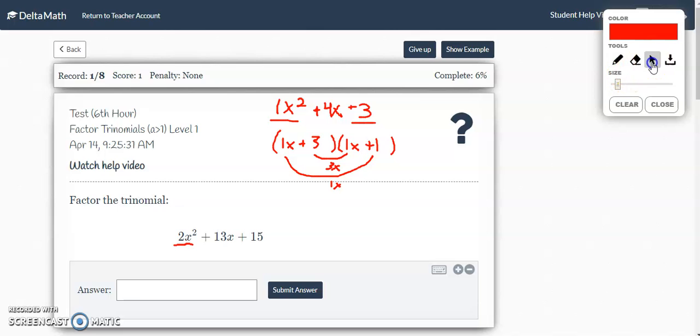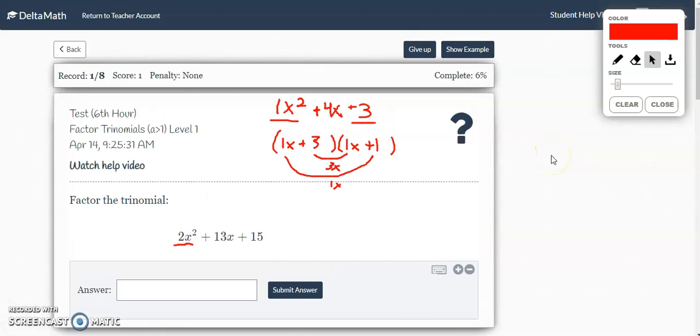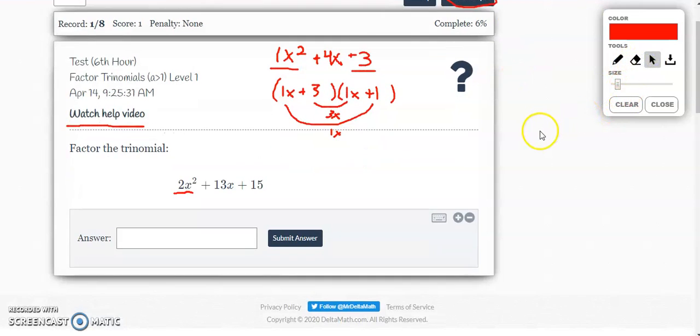All right, so let's see here. I'm going to scroll down just a little bit to give myself a little space. One thing to keep in mind as you're going through the Delta Math, over here, you've got a help video that you can always click on, and then you can show example. So you can show an example problem. So don't forget about those two features as you're working through these assignments.